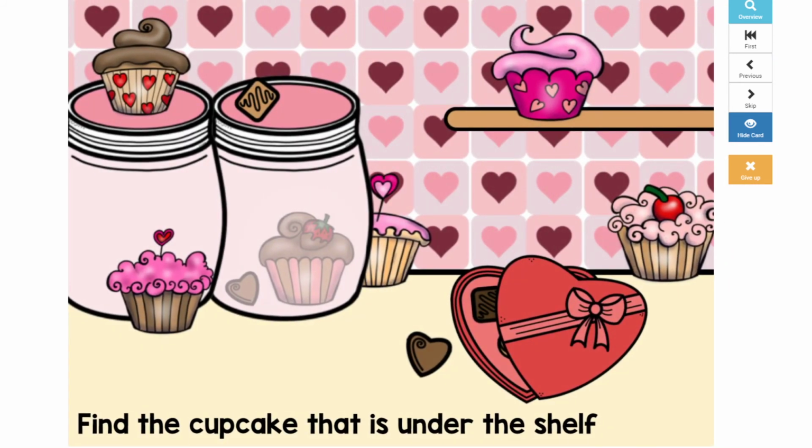Now we need to find the cupcake that is under the shelf. Here's the shelf. We found the cupcake that was on the shelf. Now we need to find the one under the shelf. It's this one with the cherry on it. This cupcake is under the shelf.